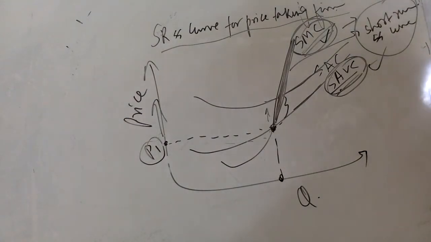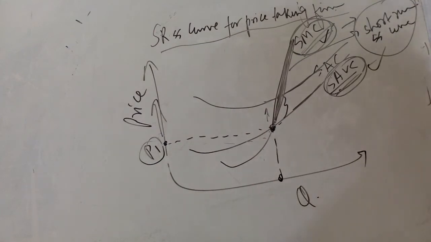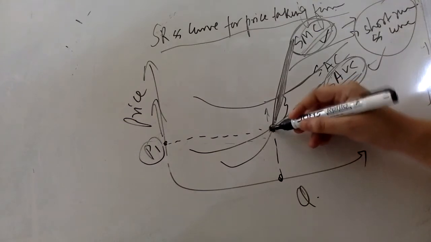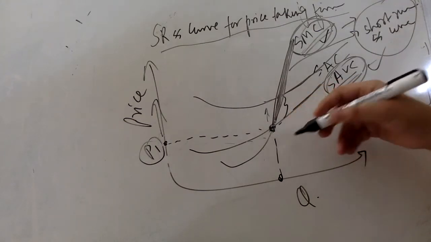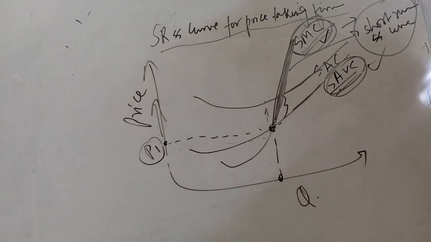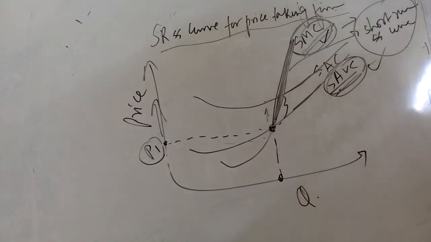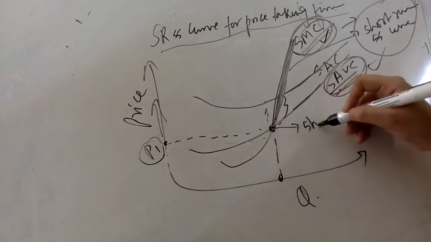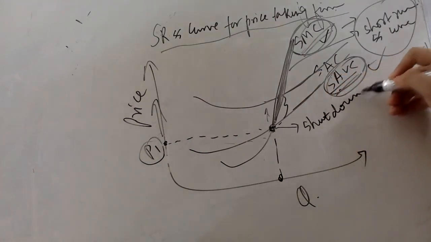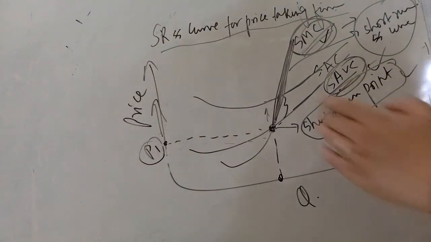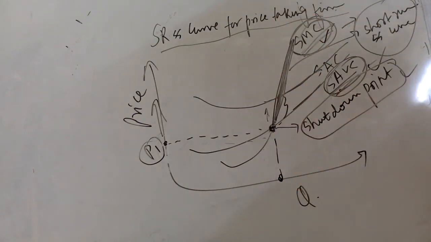So remember this concept here, and it will be very helpful. And this is the point at which he is actually breaking even in terms of what price he should choose. Definitely any price below P1 he is not going to choose. So this point is called the shutdown point, because below this he will actually shut down, and as long as his fixed cost is being recovered, he will choose to produce.